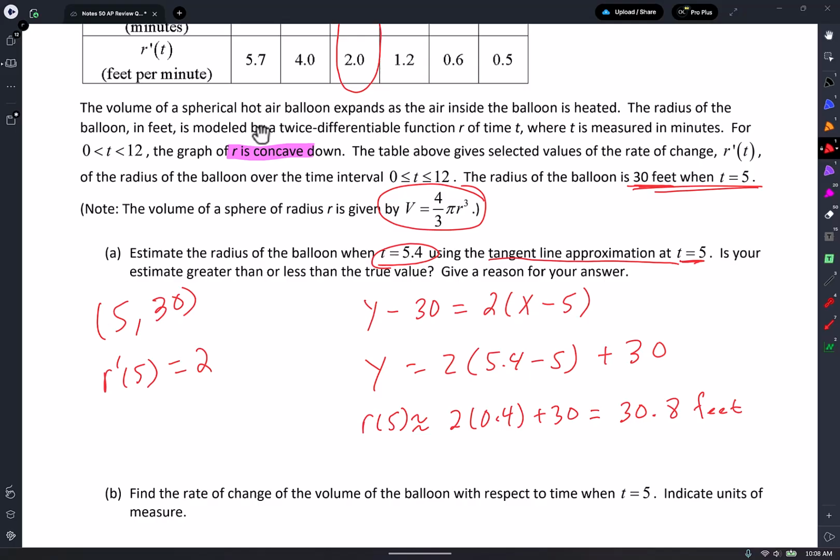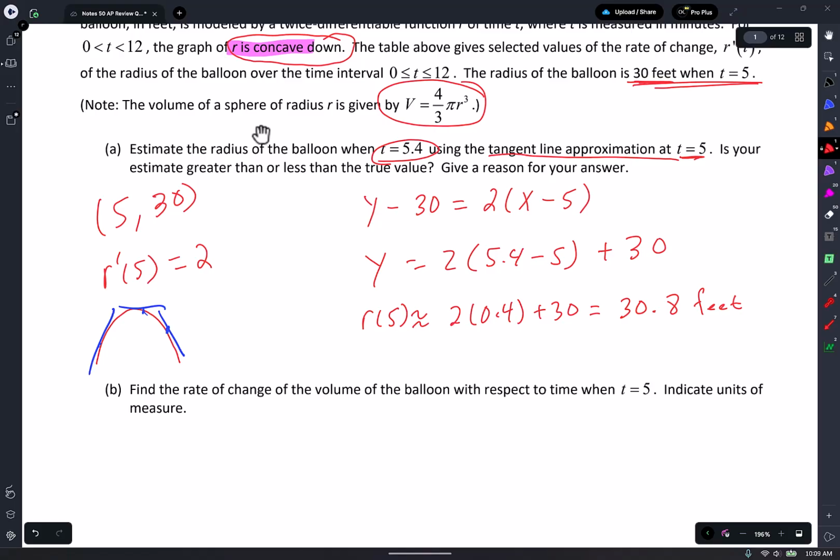Now it wants to know whether your estimate is greater than or less than the true value. Well, I know this much. If you have a concave down graph, it doesn't matter where your tangent line is. Look, boom, boom, boom. The tangent line is always above that curve. Do you guys see that? So this estimate is going to be an overestimate. Now make sure that the reader understands why. So you're going to say your tangent line approximation is an overestimate.